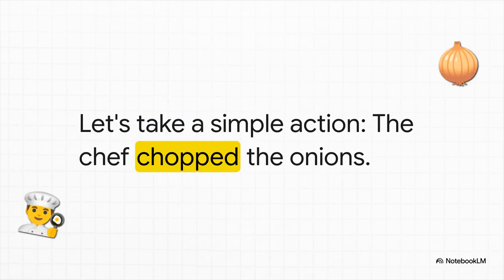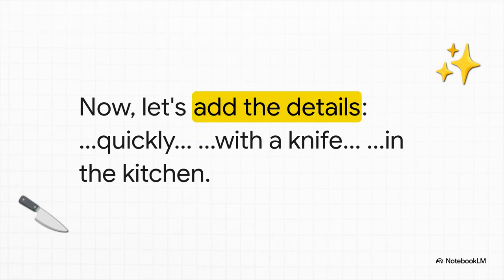Okay, let's just take a super simple action. This is our core event. It's a clean picture, right? You've got an agent, the chef, an action, the chopping, and a target, the onions. Simple enough. But life is rarely that simple. We can say the chef chopped the onions quickly, or maybe with a knife, or in the kitchen, or hey, all of the above, and our brains just handle it. We effortlessly add these layers of detail. But how? How do we logically keep track of all that without the whole meaning becoming a tangled mess?